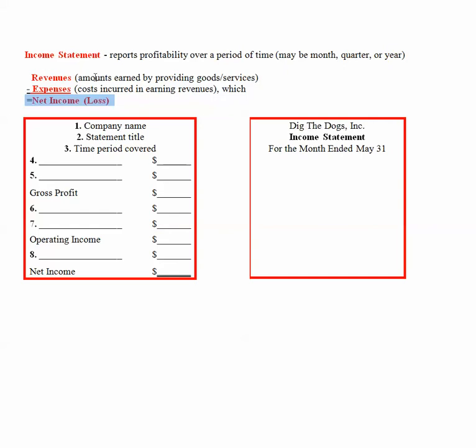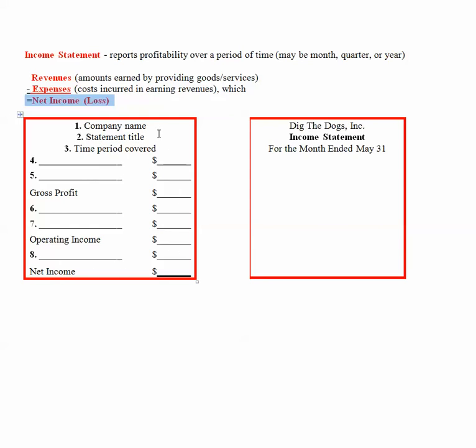Revenues are the amounts earned when you give up goods or services, and expenses are the costs that were matched with the revenues because they were incurred in order to help generate those revenues. Now, I put net income in parentheses because a negative number would have parentheses around it. That means if it's a net loss, your revenues are less than your expenses and you were unprofitable. So let's look at the way the statements are set up.